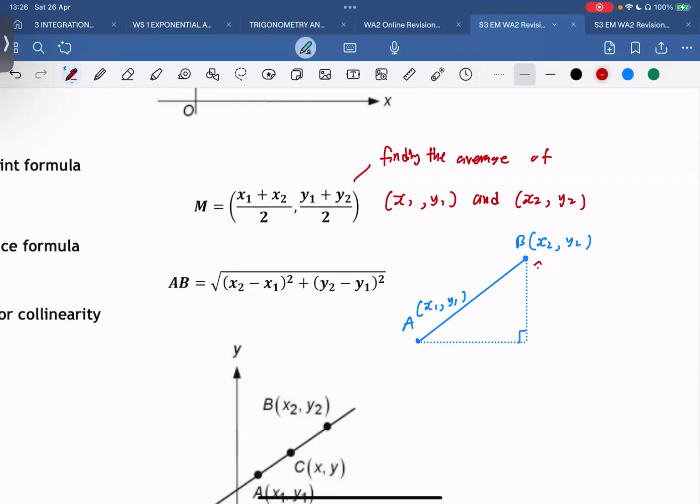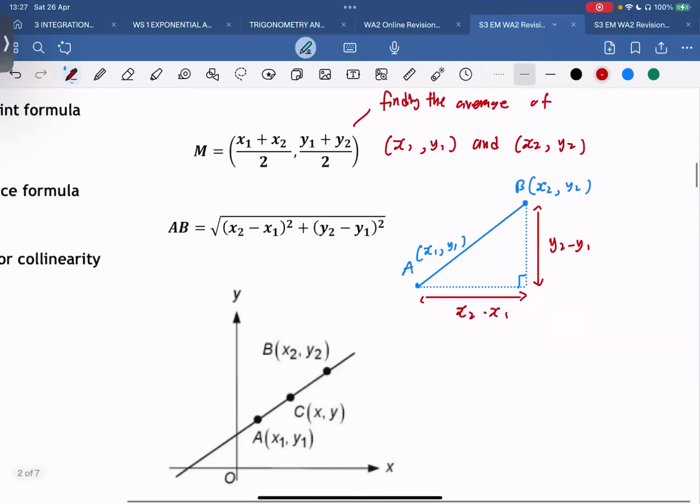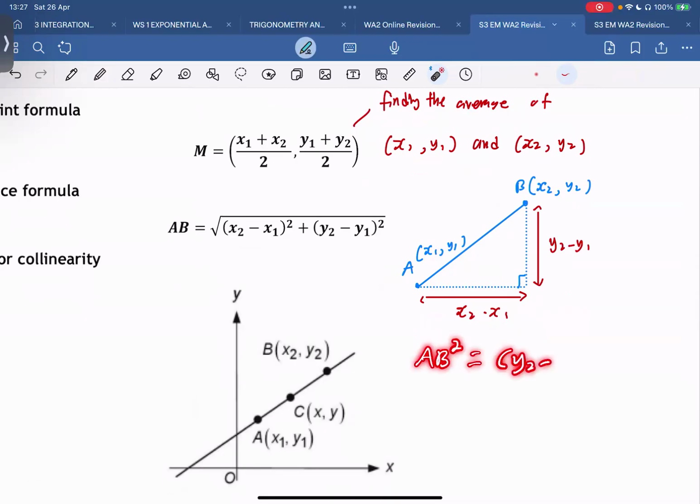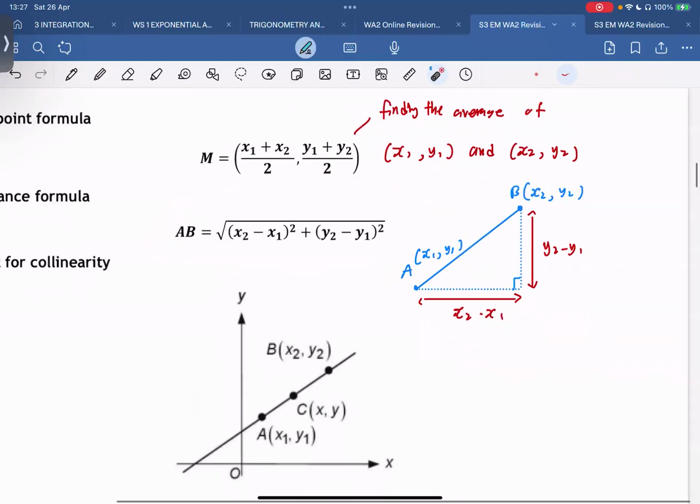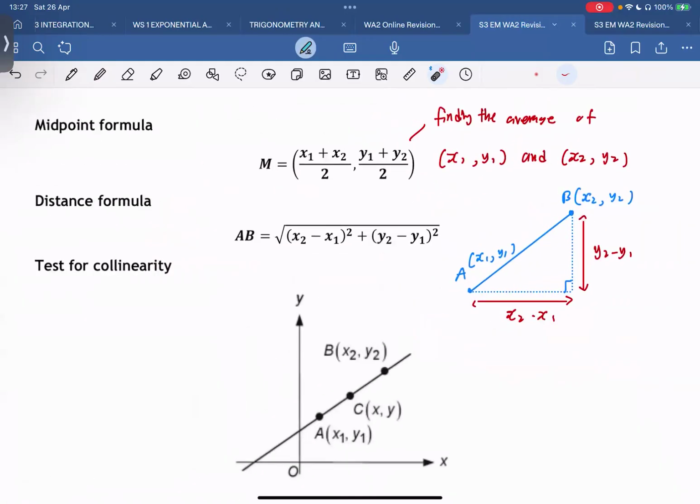And the distance of this vertical line is just simply y2 minus y1. Agree? Same thing, the distance of this horizontal line will just be x2 minus x1. Therefore, applying Pythagoras theorem, we will have AB squared as (y2 minus y1) squared plus (x2 minus x1) squared, right? Which is the same as this formula. So don't panic if you cannot remember the formula. You can just easily derive it yourself in the exam.